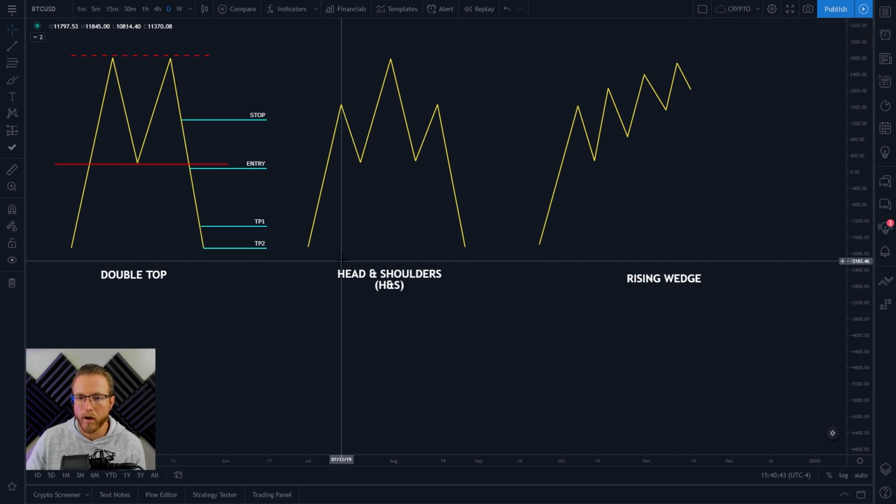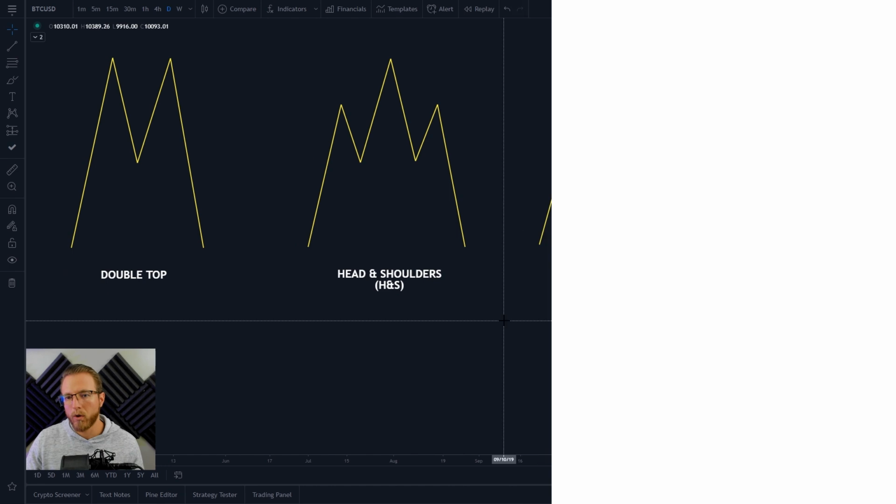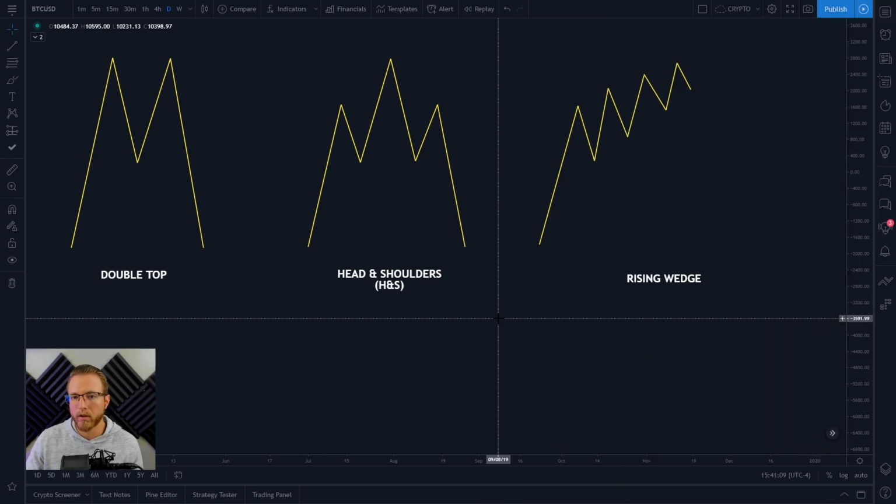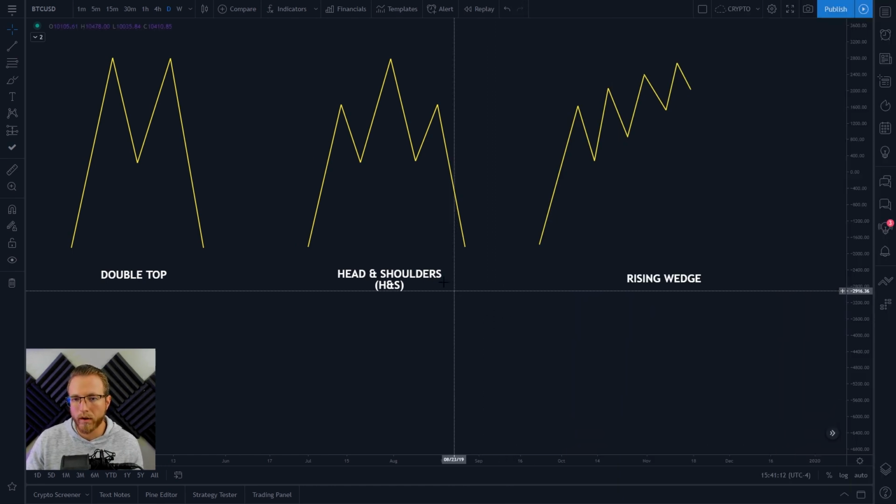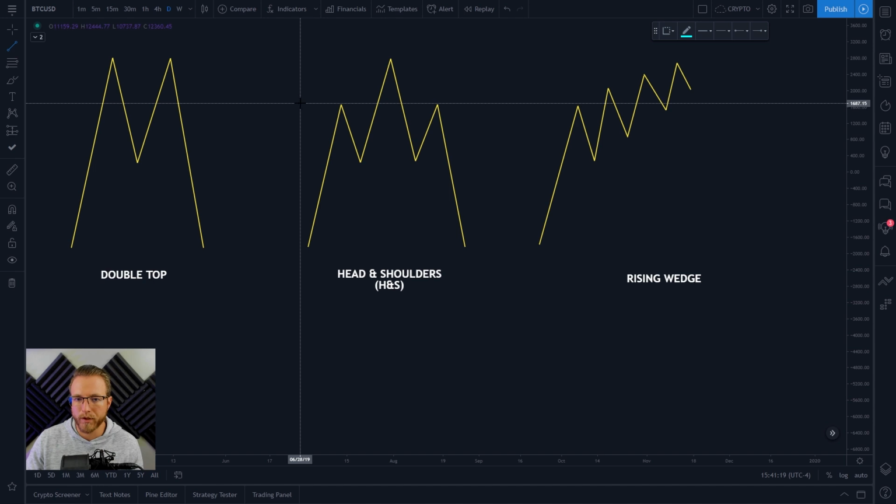Let's go ahead and move on to our head and shoulders pattern. So head and shoulders patterns are going to look pretty similar. However, they're going to have 3 different tops, okay? What that means is you're going to have 2 levels of resistance. This would be your first area of resistance, right?